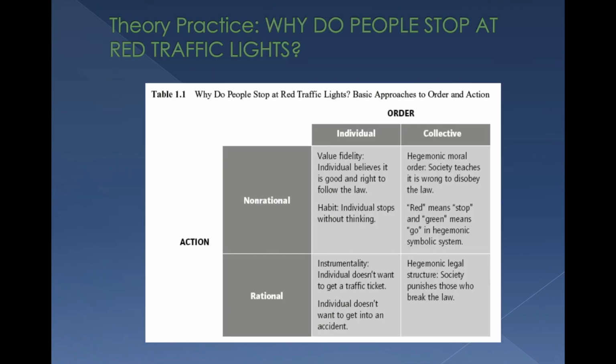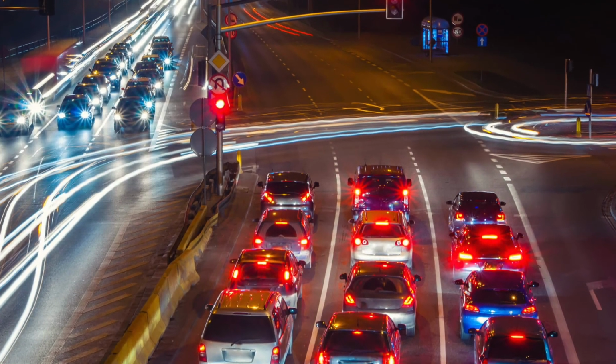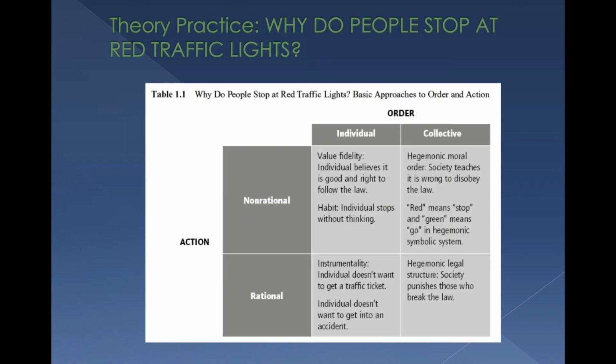And so they also give you this example of practicing theory. They ask, why do people stop at red traffic lights? You can look at this question in terms of its rational and irrational motivations and its individual and collective orientations. So if you look at the box where it's individual, non-rational, people may be guided by non-rational values. They stop at that red light because they believe it's the right thing to do, or they stop without thinking out of habit.